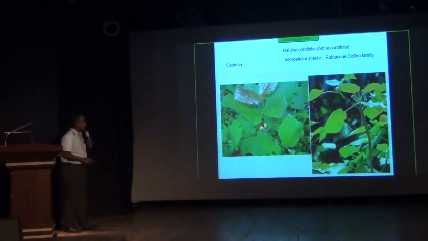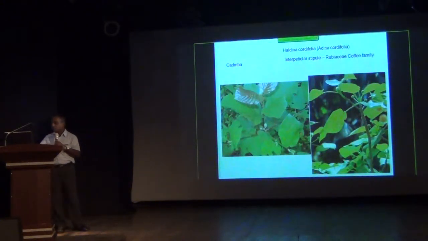And you may be seeing small two wing-like things in each node. And here you can see at the tip, this is nothing but again an interpetiolar stipule. We can very clearly say that it belongs to the coffee family, that is Rubiaceae.